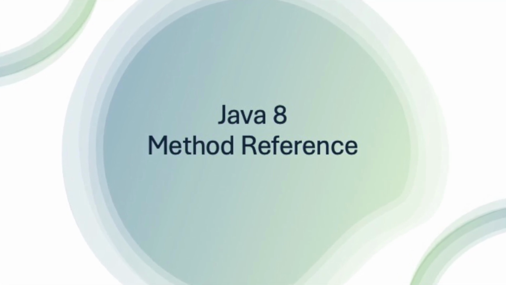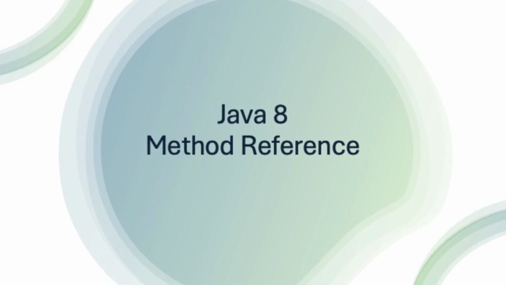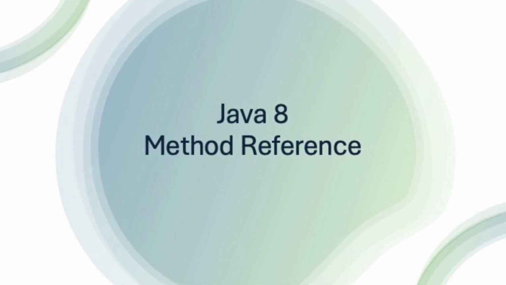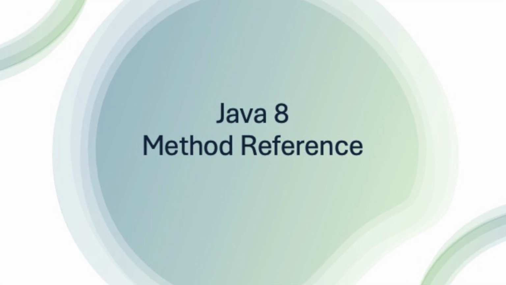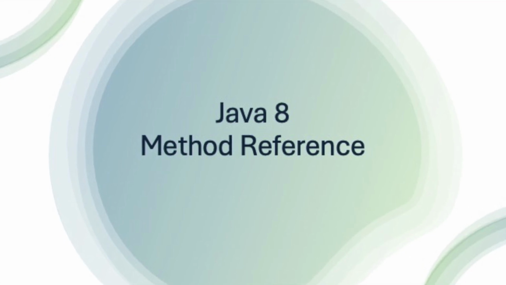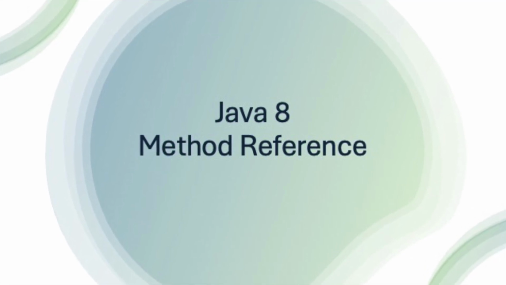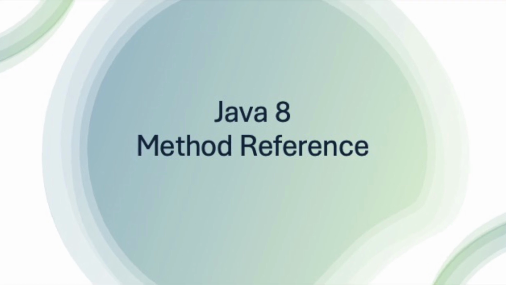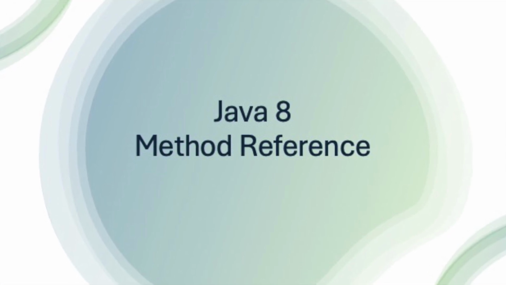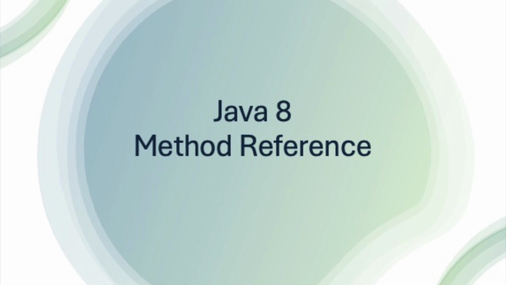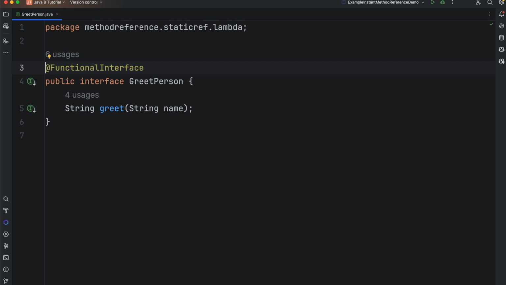In this video, we will explore method reference in Java. Method references can be used as a substitute for Lambda expressions. They are applicable only in context where a functional interface is expected. If you need to refresh your knowledge on functional interfaces and Lambda expression, please refer to the video linked at the top right corner. Now we can create a simple functional interface named greetPerson.